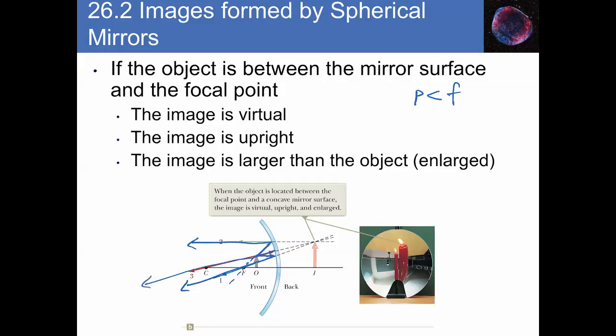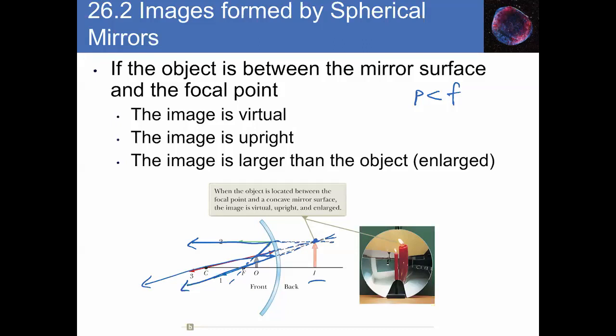And you can see in front of the mirror, those 3 rays do not converge. They would never converge. They're actually diverging away from one another. So what do we do? Well, we trace them back behind the mirror. And then we can see there is a point where they converge. There is a point where they appear to be diverging away from. And that is the position of the image.